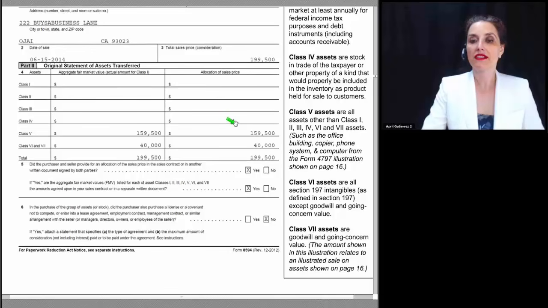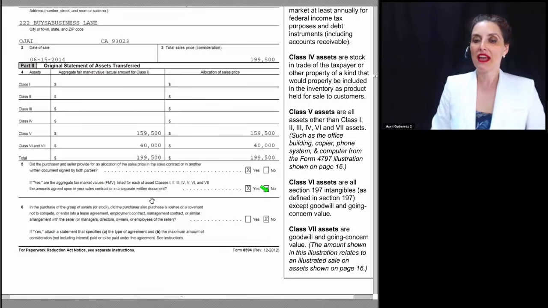Class 5 assets are any assets that are none of the other classes. And that's actually the most common asset category I think you'd run across. It includes things like office building, copier, phone system, and computers. And then Class 6 assets are all Section 179 or Section 197 intangibles except goodwill and going concern value. And Class 7 assets are goodwill and going concern value.